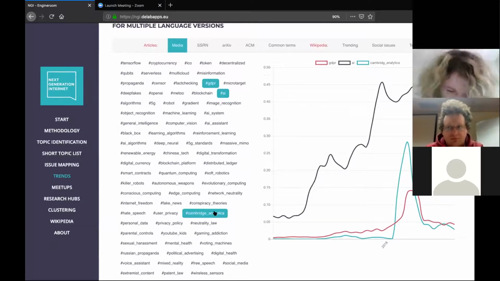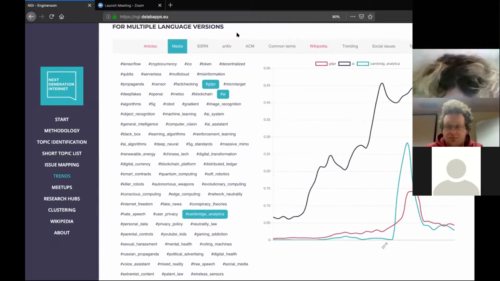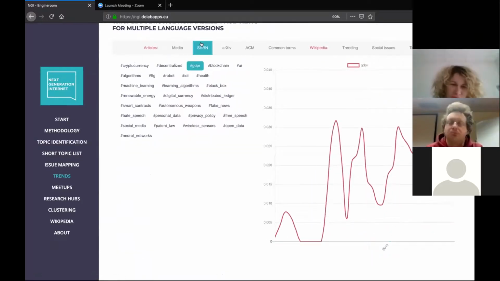But for example, Cambridge Analytica. This is surprising for me, but it's more frequently mentioned than GDPR, for example. During the Cambridge Analytica scandal, you can see how several topics emerge, and then you have this spike, and then slowly the news became less relevant.